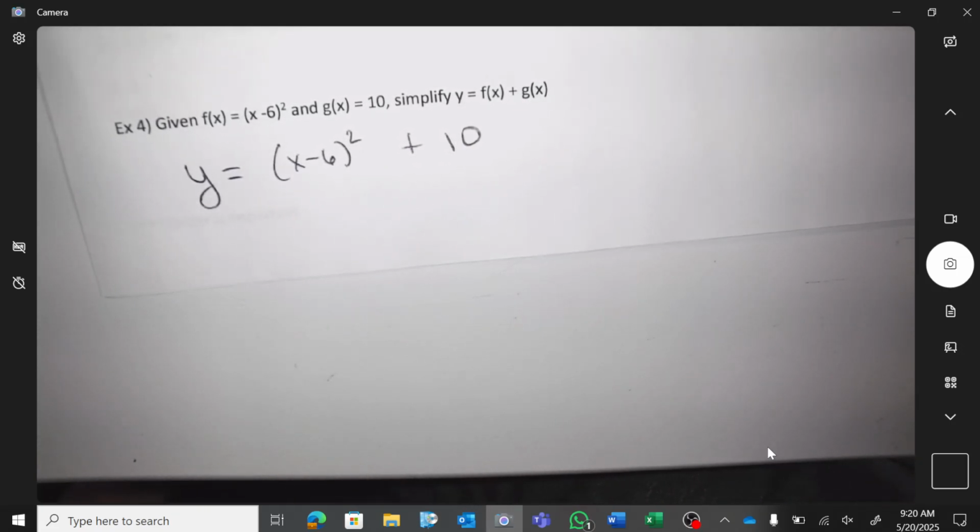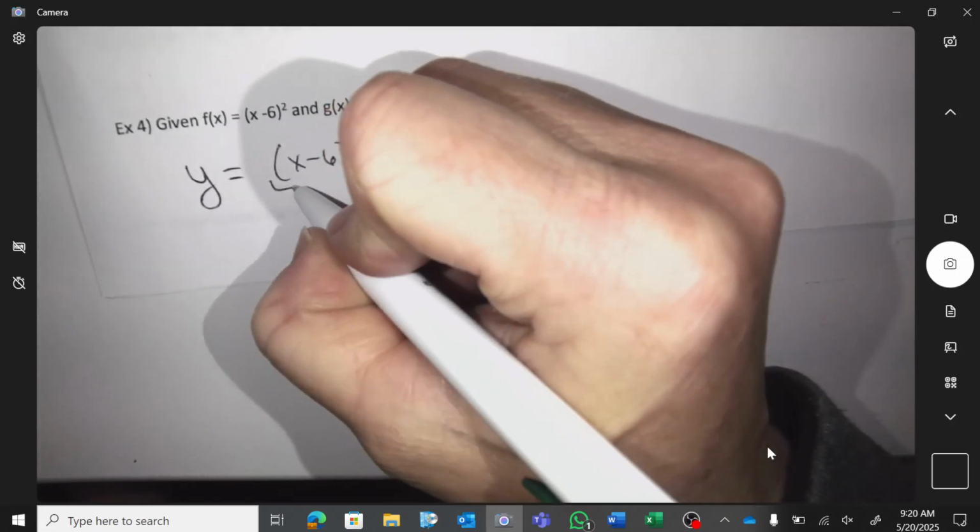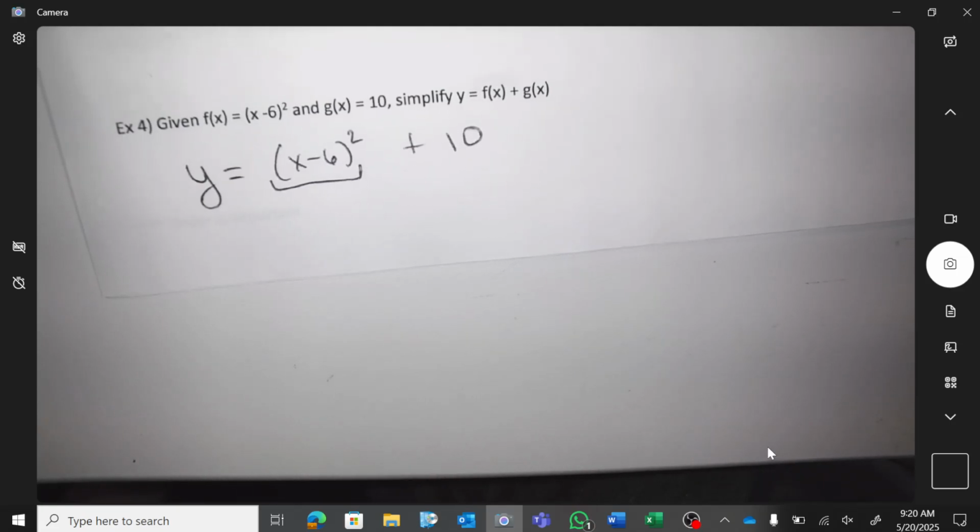Okay, now I gave you this one on purpose to test you, and you're going to do this by yourself. I want you to figure out what that squared is. See if you can get it right. I'm going to guess 25% of you are going to get this one wrong. Square that.